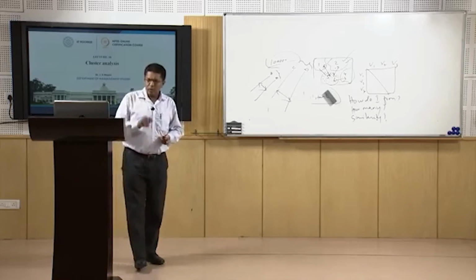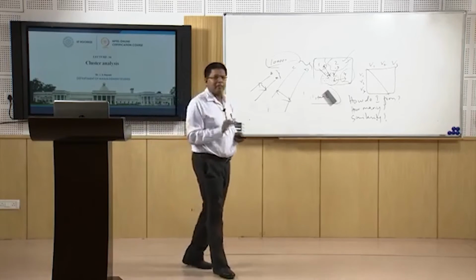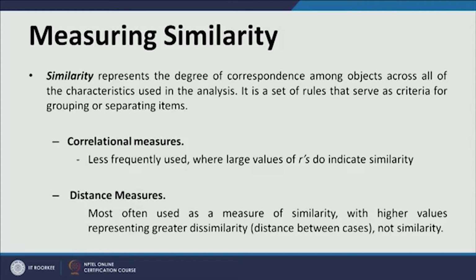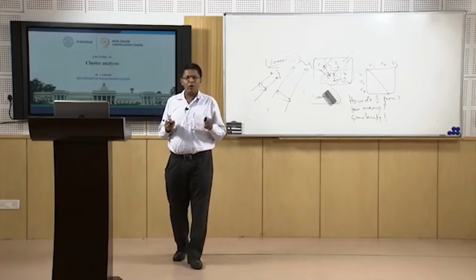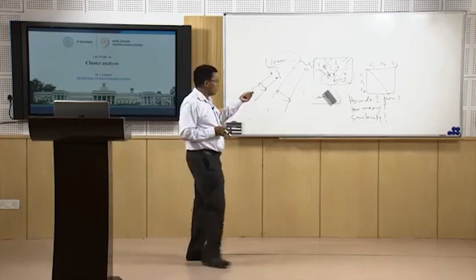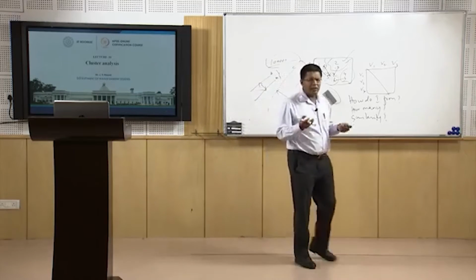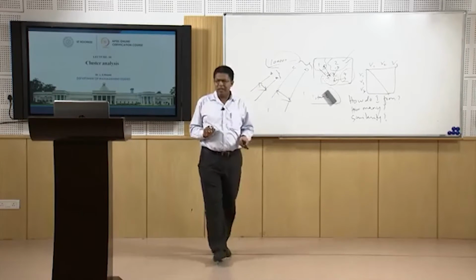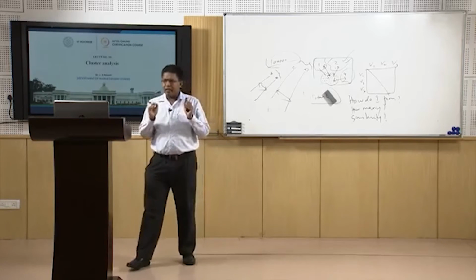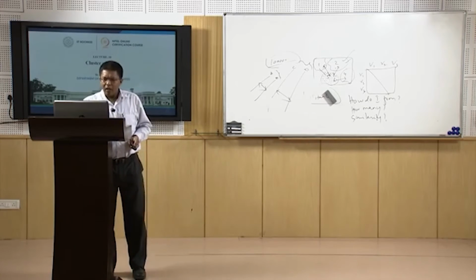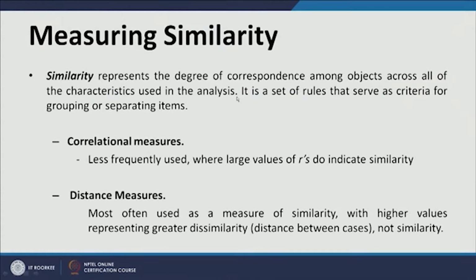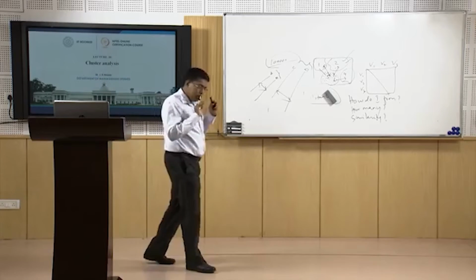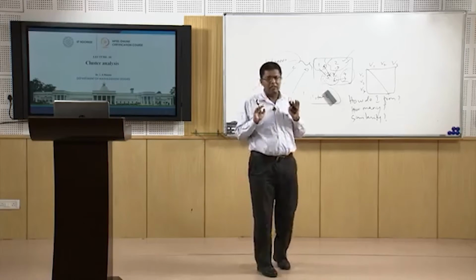Okay. So, what is similarity? Similarity represents the degree of correspondence among objects across all the characteristics used in the analysis. I have several variables which I have used in the study, some of them being income, age and so on. Taking them together, I am trying to build a similarity matrix. All these variables together, not one but together, will help me in defining a cluster, right. Okay.